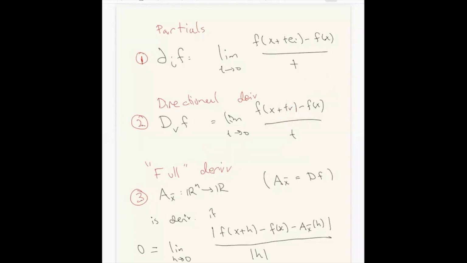The full derivative is unfortunately defined in a little bit different way. It's defined by looking at the first order approximation. So f(x+h) minus f(x) minus what ought to be the derivative, and we insist that this limit goes to 0. We say that the function is differentiable if there exists such a derivative. Often this is denoted df.